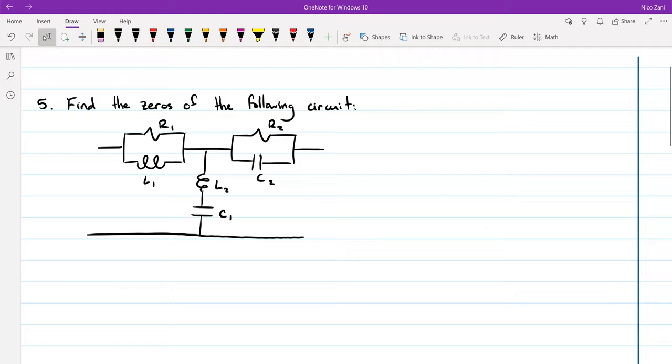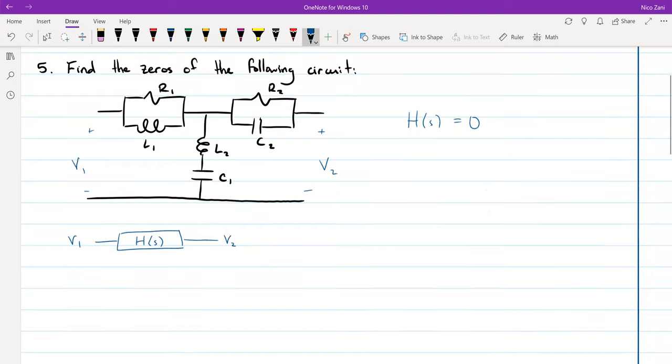But the essential idea behind finding the zeros of a circuit, right? What is a zero of a circuit? Let's say that this is our V1 and this is our V2. When we find a zero of the circuit, what we're saying is we're finding where our transfer function is zero. We can also describe this as a system where this is our V1, this is some H of s, and this is V2. So where H of s is zero is also saying where, I should say, no voltage goes through, right? No signal goes through.